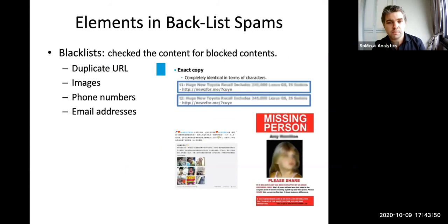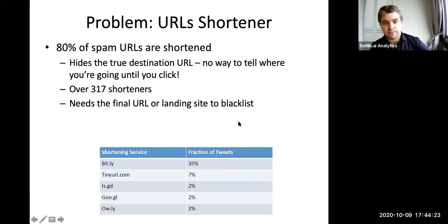So for the blacklist, this content can be checked in several ways. It can be looking for duplicate URLs, images that have been blacklisted, phone numbers or email addresses that have been blacklisted. We have separate hashed lists of different indicators, like duplicate URLs or images, and then you can compare this content to new content where you want to detect whether it's spam or not, and then you can make a decision.